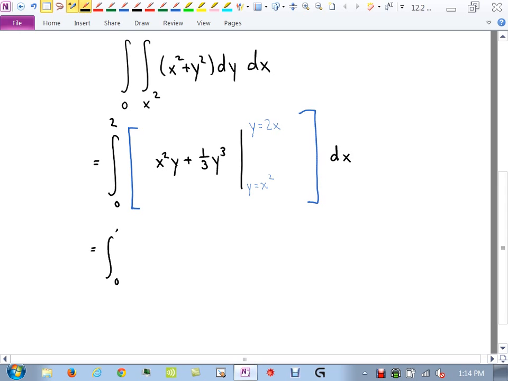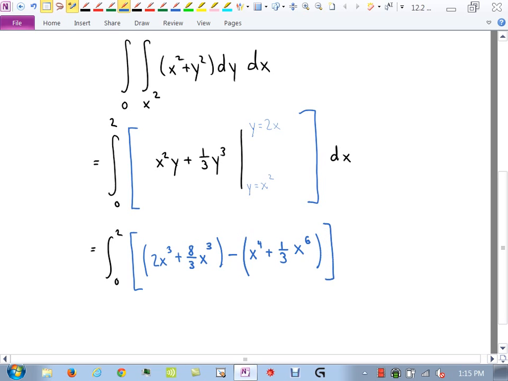which equals the integral from 0 to 2. Okay, let's plug in 2x for y. What do you get when you plug in 2x for y? 2x cubed plus 1/3, no. So I plugged in 2x for that y, and that gave me this. Now I plug in 2x to this. 2x cubed is 8x cubed, but then 1/3 of that. So I get 8/3 x cubed. Agreed? And then minus, now let's plug in x squared. So you get x to the 4th plus 1/3 x to the 6th. You multiply exponents, right? All of that dx.